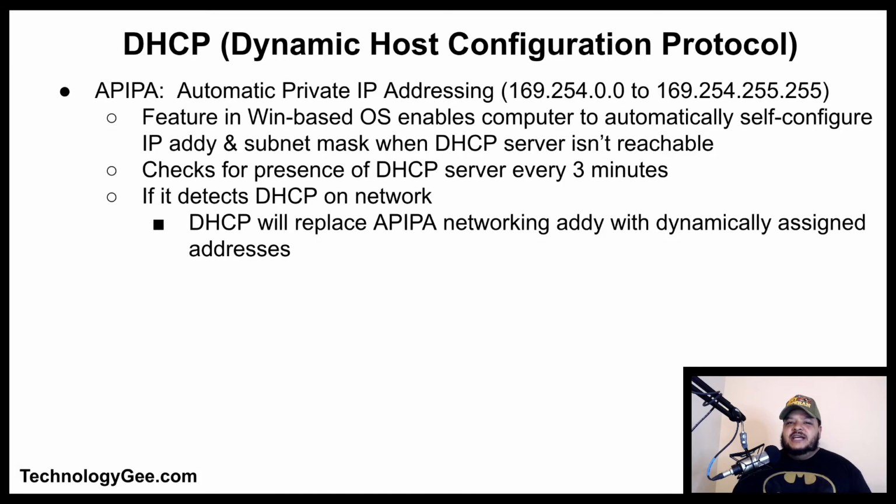The APIPA service checks regularly for the presence of the DHCP server every 3 minutes. If it detects a DHCP server on the network, the DHCP server will replace the APIPA networking address with dynamically assigned addressing. And another thing, the APIPA address will let devices communicate within the LAN only, but they cannot leave the LAN to go out to the greater network, i.e.